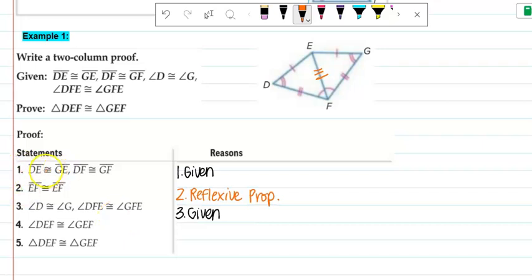From statements 1 and 2, we have DE≅GE, DF≅GF, and EF≅EF. So all 3 statements are labeled, which is great. From statement 3, we have 2 of our angles labeled. And statement 4 is saying, okay, now we can also say that angle DEF, so that would be right here, and angle GEF, that those are the same.